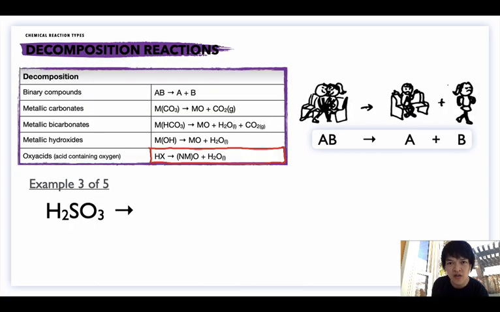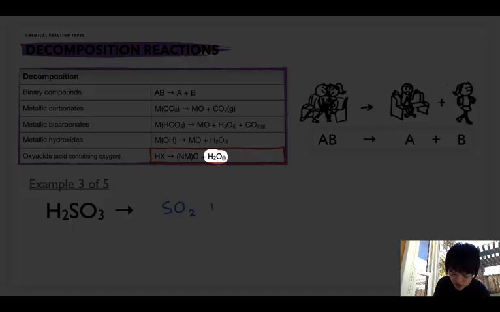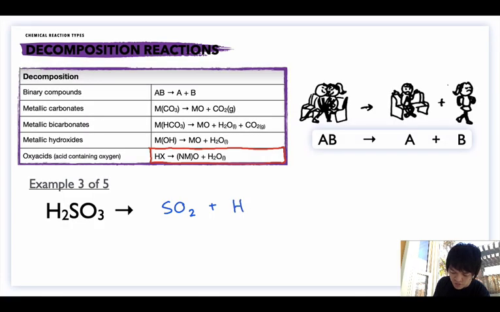Now, for oxyacids, you just kind of have to remember this rule. You pretty much write the nonmetal oxide, which is SO3 in this case, with one less oxygen. So the product is going to be SO2. You kind of have to just remember this because in our second product, which is H2O, that's where that last oxygen went. Okay? So this is going to be the product here.